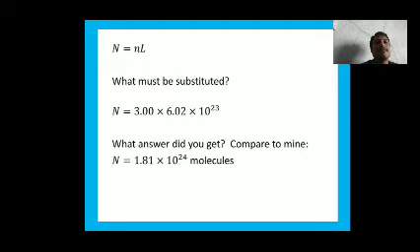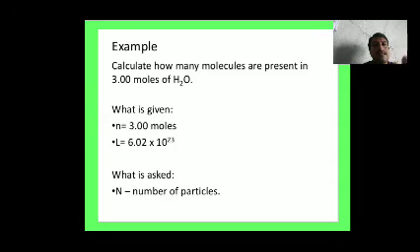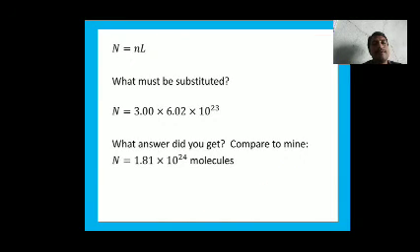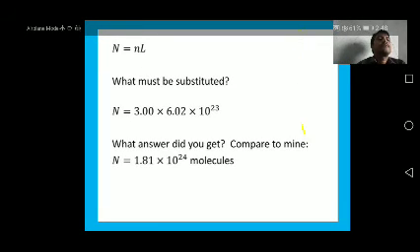What answer did you get compared to mine? Therefore, the number of particles is equal to 1.81 × 10^24 molecules. 3 moles of H2O contain 1.81 × 10^24 water molecules. So 3 moles of water contain 1.81 × 10^24 particles or molecules.